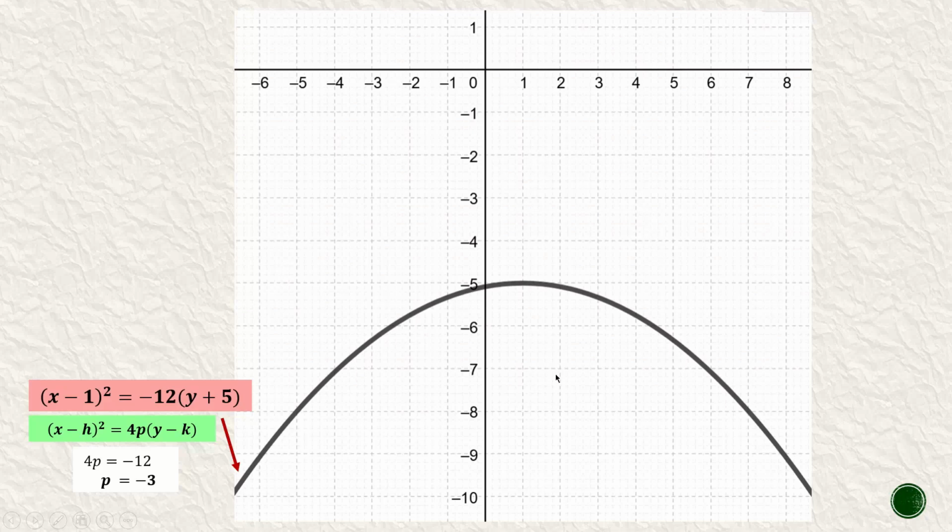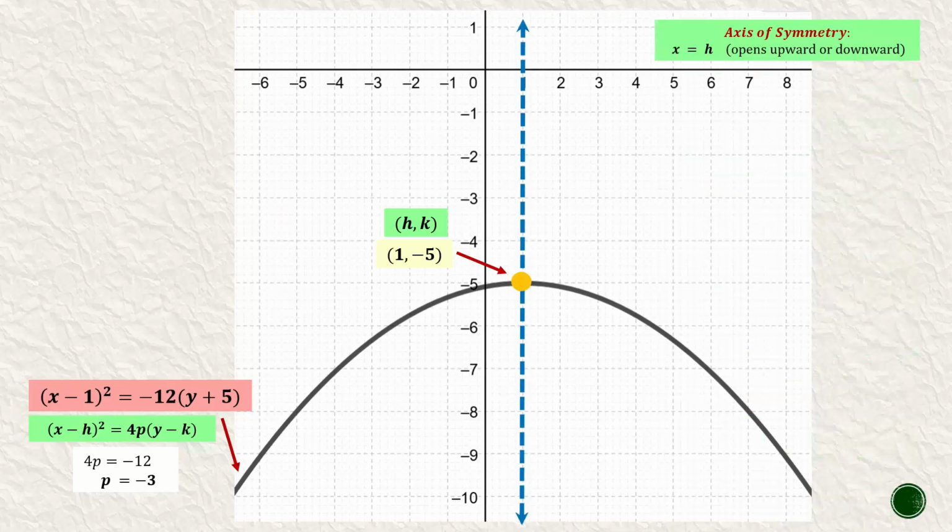Okay, let's locate the vertex of this parabola. We can see from the equation that the vertex is at (1, negative 5). And of course, we have this imaginary line that divides the parabola into two equal parts. We call that the axis of symmetry. Whatever the value of your h, that's going to be your axis of symmetry. That's true if the parabola opens upward or downward. So here our h is 1. That means x equals 1 is the axis of symmetry.